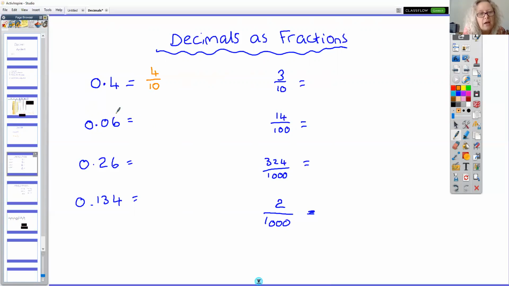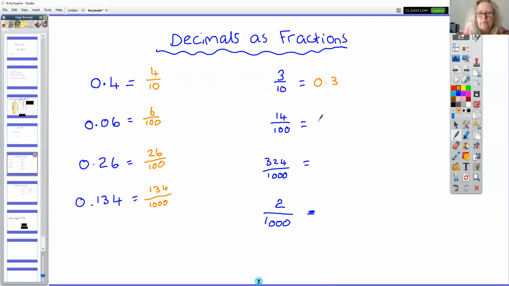Now this is a 6 in the hundredths place, so this one as a fraction is going to be 6/100ths. This is a 2 in the tenths and a 6 in the hundredths. This one is going to be 26/100ths as a fraction. And this one, it ends in the thousandths place, 0.134, so it's going to be 134 thousandths. And going back the other way, 3/10, that is a 3 in the tenths place, 0.3.